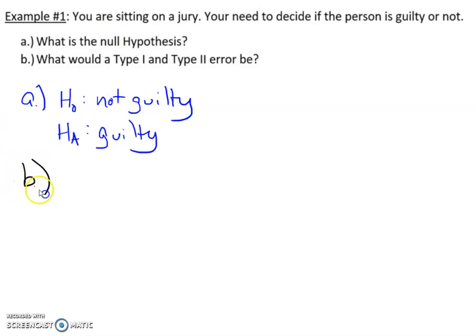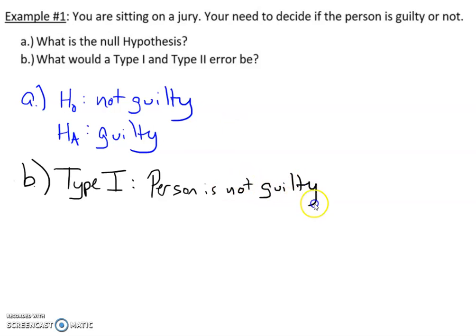Here's the objective is what B is going to be. What would be a type 1 and a type 2 error? So a type 1 error is when the null is true, but you reject it, which means that the person is not guilty. But if you're making an error and the person is not guilty, what does that mean? Well, that means you find them guilty. So I'm going to say the person is not guilty, but you find them guilty.